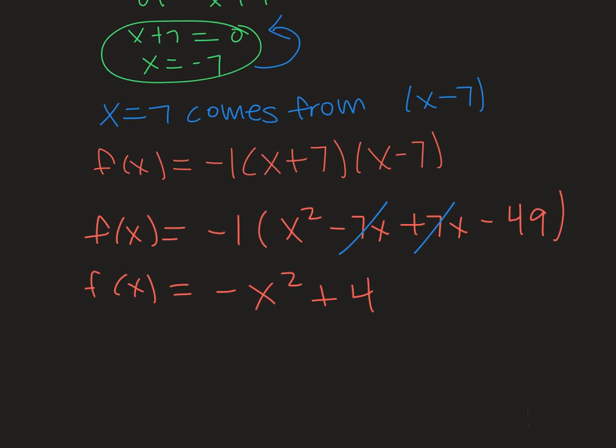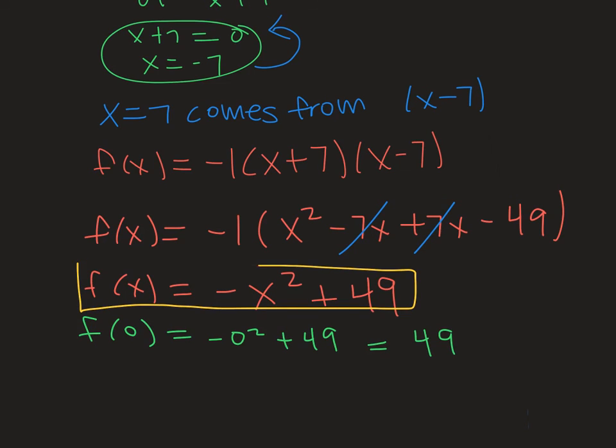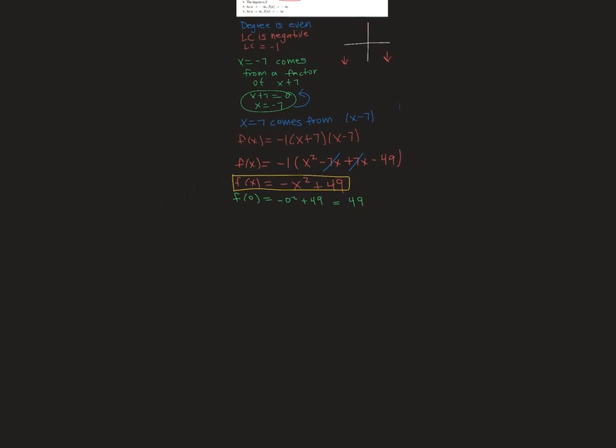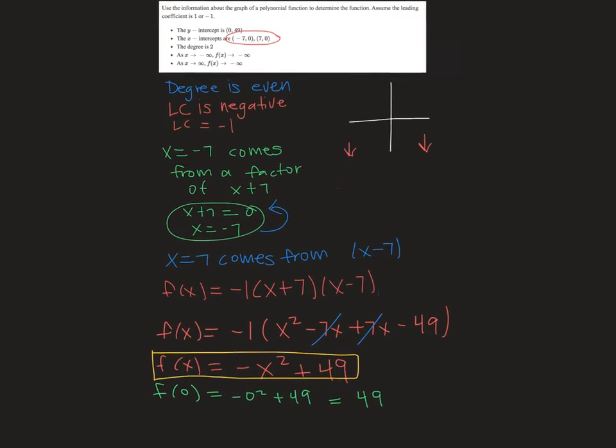All right, so let's test out f of 0. We're going to get negative 0 squared. I left off the 49, I'm sure you noticed. All right, let's go back. f of 0, negative 0 squared plus 49. Well, yes, that's equal to 49. So that corresponds to the y-intercept being 49. So this right here would be the polynomial that we're looking for. That matches up with all those criteria.